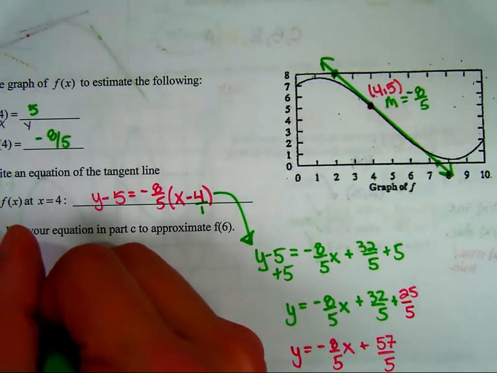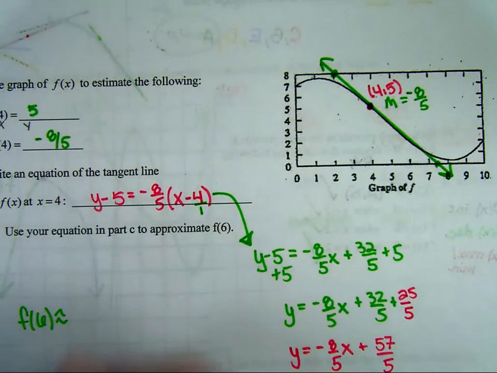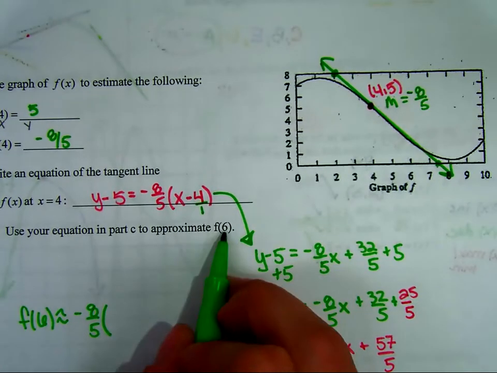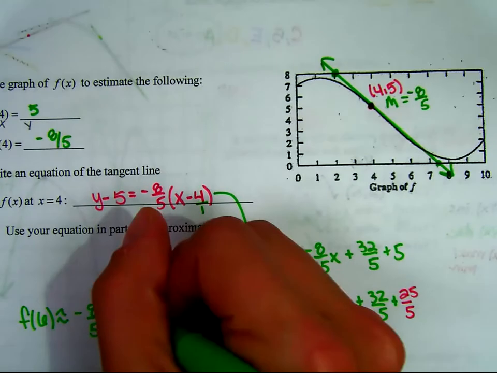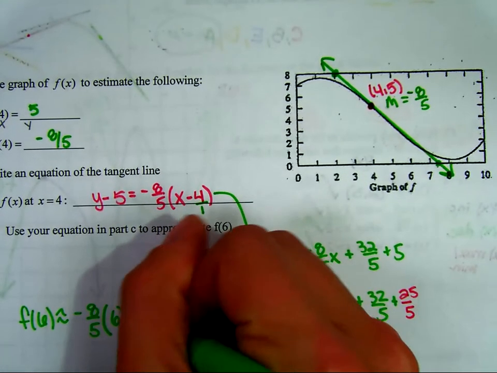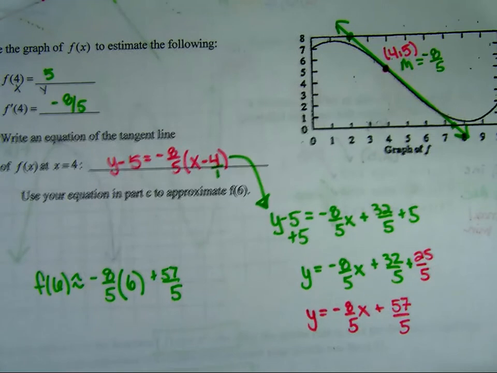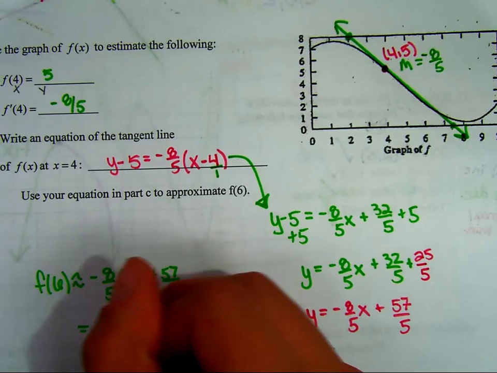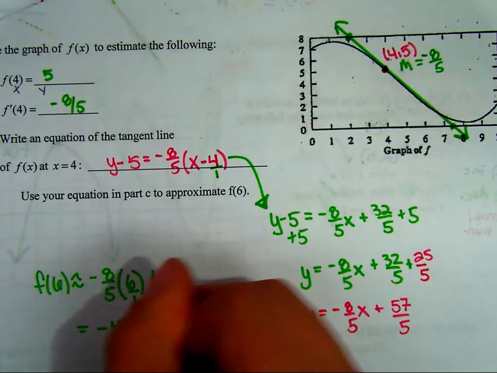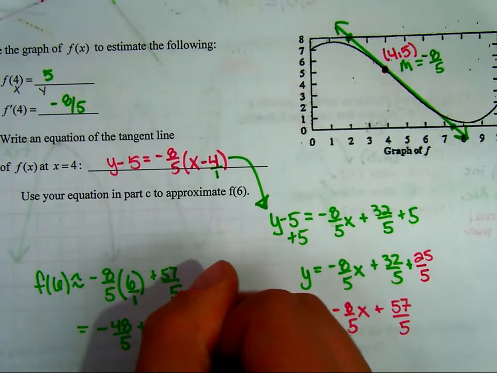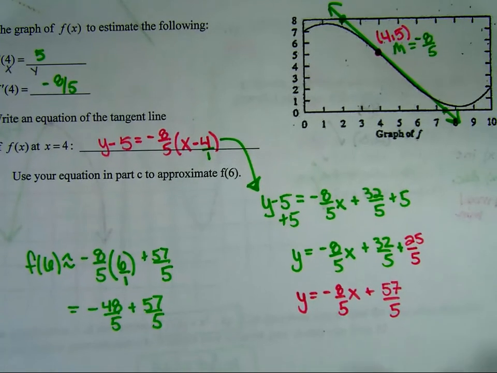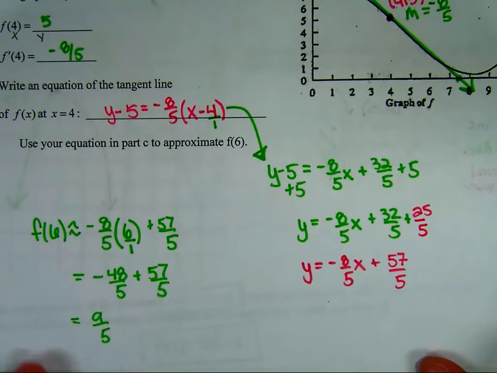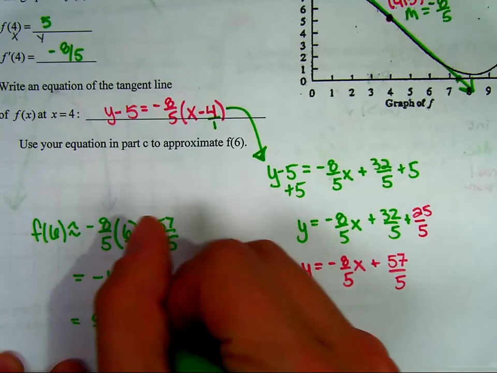So I would say that f of 6 is about negative 8/5 times, instead of x, let's plug in 6, plus 57 over 5. All right, and if we do this math, 8 times 6 is 48, so that's negative 48 over 5 plus 57 over 5, and that is 9/5 that you get, which is also the same thing as 1 4/5.